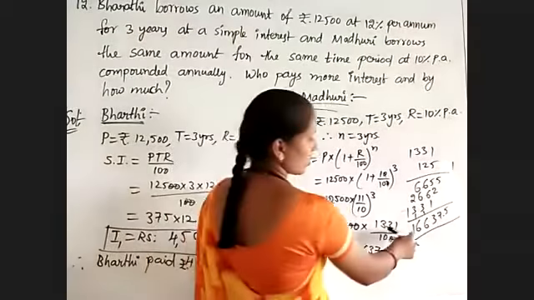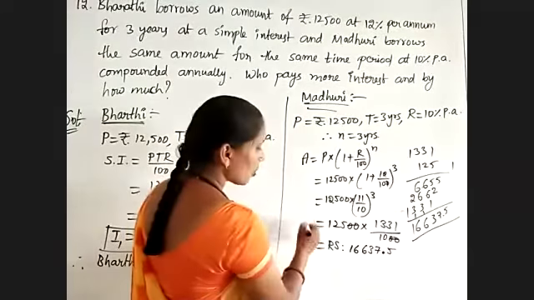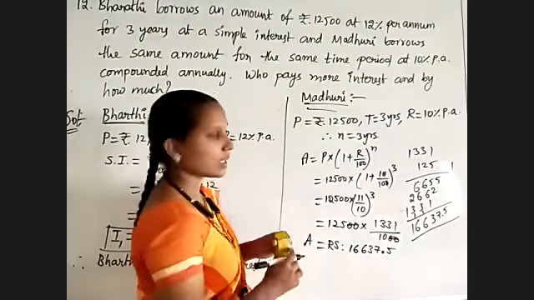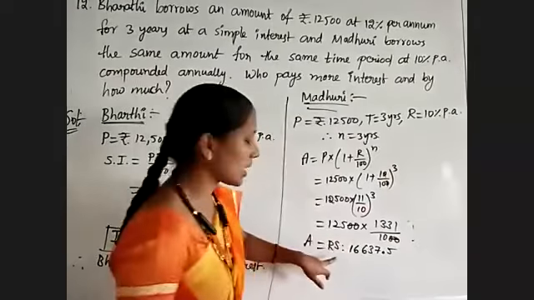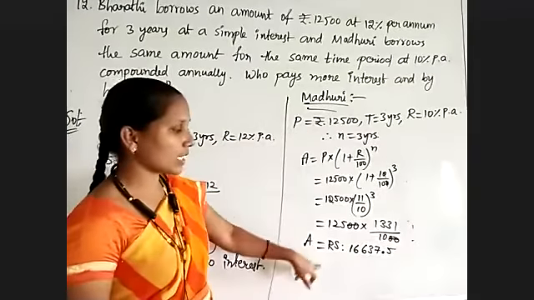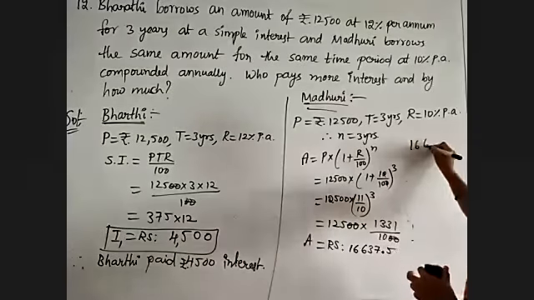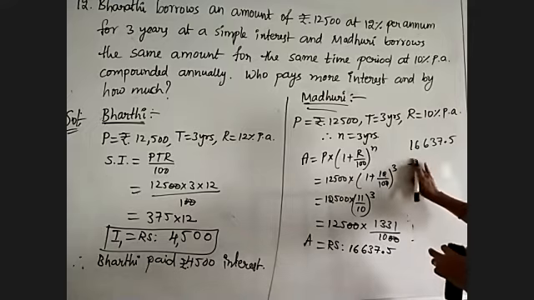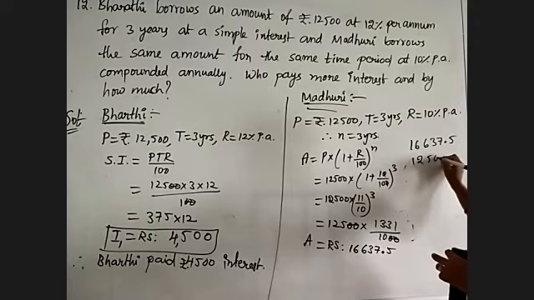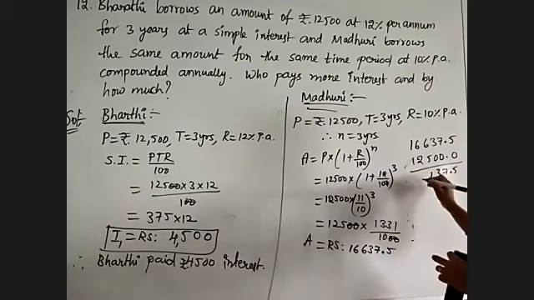Okay, so 16,637.5 is the amount. But what we need is the interest, the compound interest, which is nothing but amount minus principal. So we must find the difference between these two values: 16,637.5 minus 12,500.